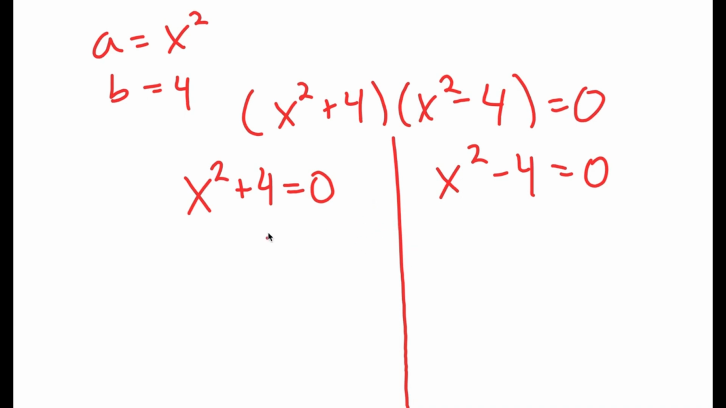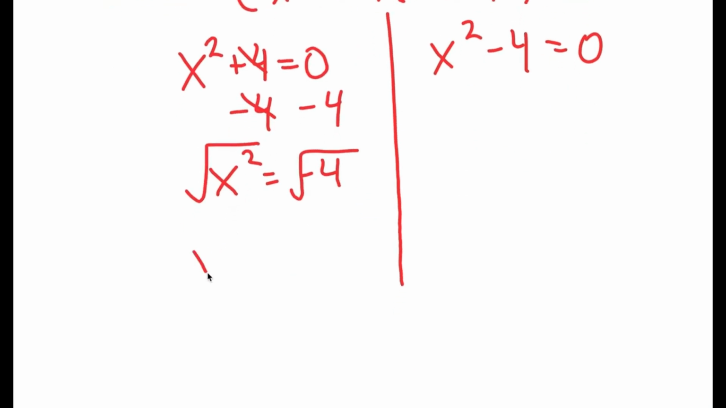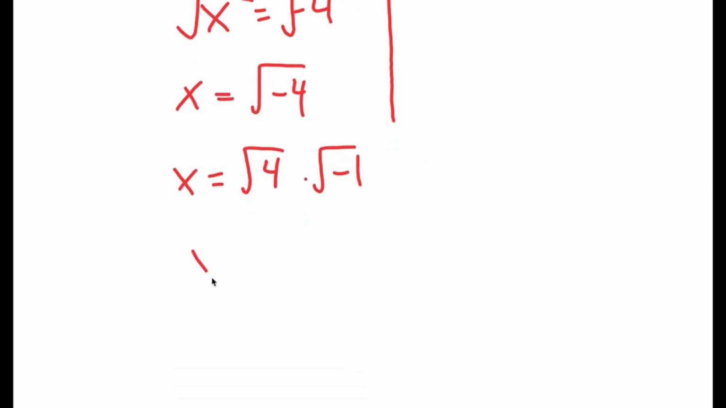So for x squared plus 4 equals 0, I'm going to subtract 4 on both sides. So I get x squared is equal to negative 4. And now I'm going to take the square root on both sides. The square root of x squared is simply x. So I get x equals the square root of negative 4. Now the square root of negative 4 is the same thing as the square root of 4 times the square root of negative 1. And the square root of negative 1 is equal to i, so I get x is equal to 2i. And this is positive or negative.